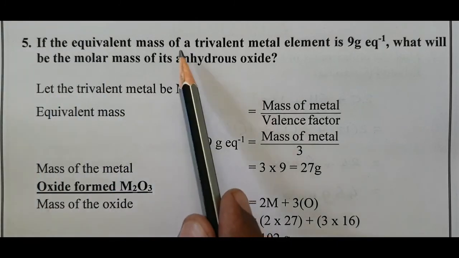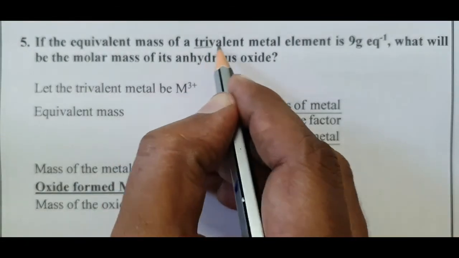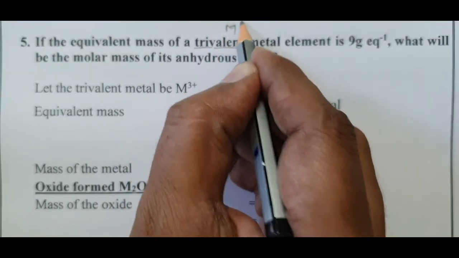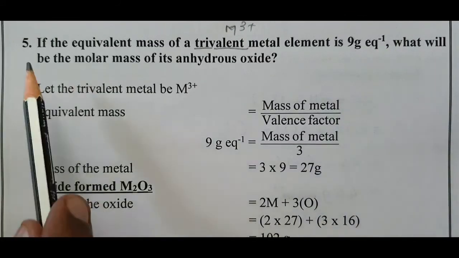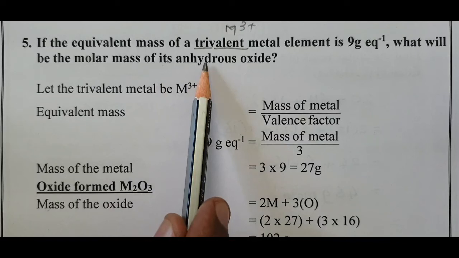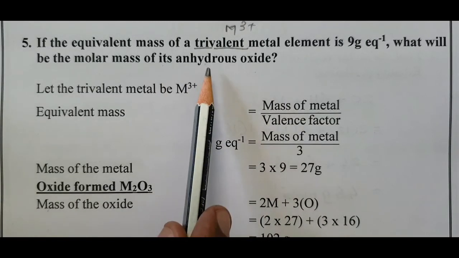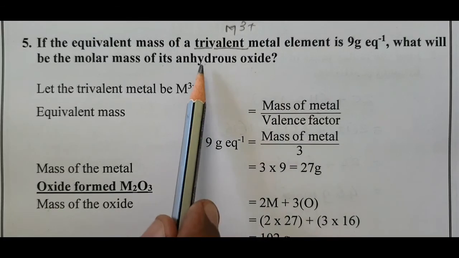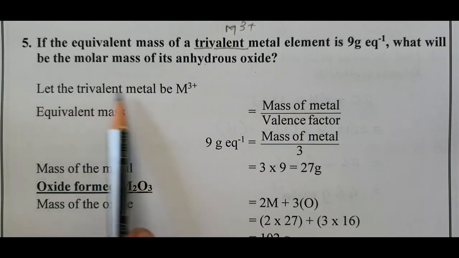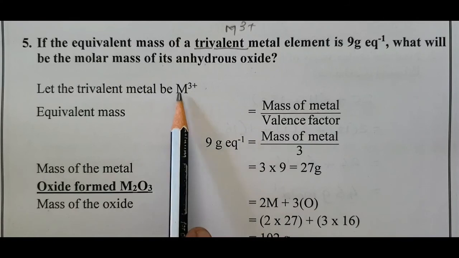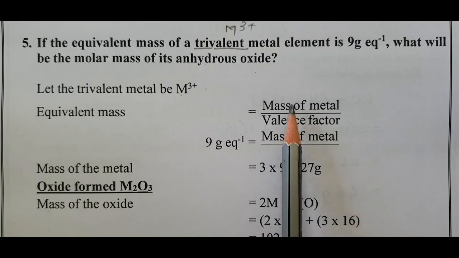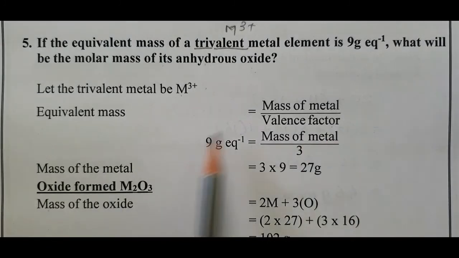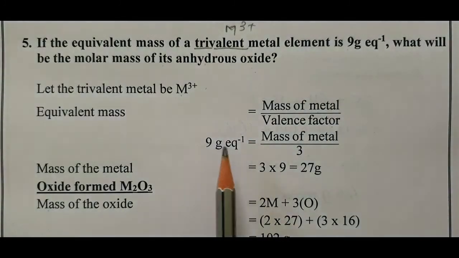If the equivalent mass of a trivalent metal, valency of metal is 3, M3 plus, element is 9 gram equivalent power minus 1, what will be the molar mass of its anhydrous oxide? Anhydrous means the oxide without water molecule is called the anhydrous. Let the trivalent metal be M3 plus. M indicates metal. Its valency is 3 plus. Equivalent mass equal to mass of the metal divided by valency factor. Equivalent mass is given in our problem, that is equal to 9.